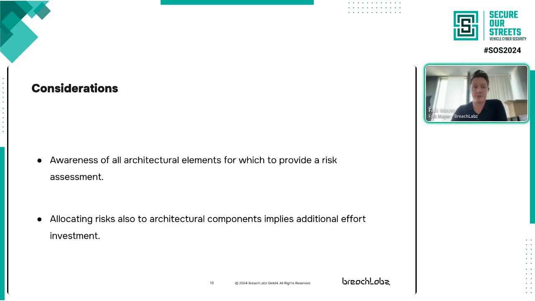Something we have to consider here as well is, first of all, we have to have the awareness of all the different architectural elements. So we basically need to allocate those risks to the suppliers. We can only do that once we have a certain level of certainty in our architecture from a manufacturer's perspective. And of course, it's an additional effort and an investment upfront already in the concept or development stage in order to do that properly.